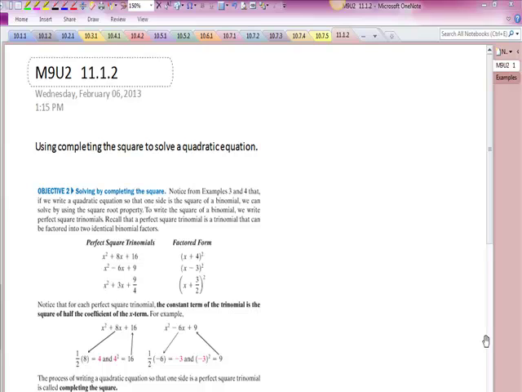In this lesson, we're going to look at a third method for solving quadratic equations, and this method is called completing the square. Before we can get into the process known as completing the square, we have to talk about what is a perfect square in terms of trinomials.